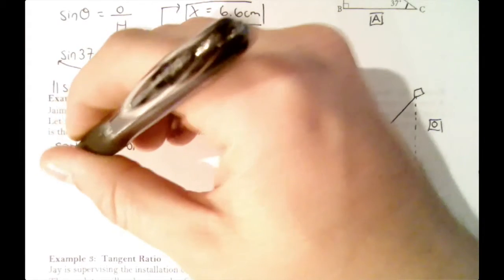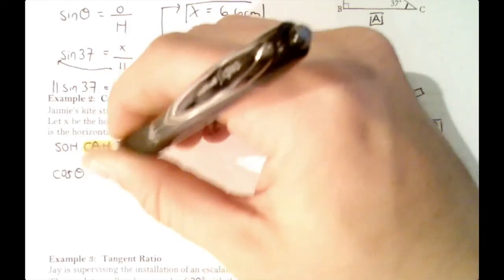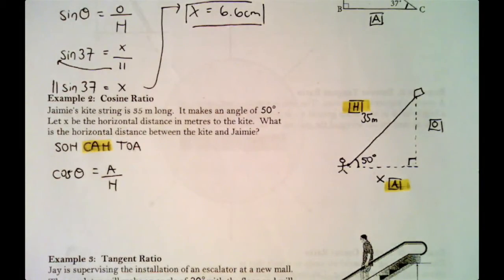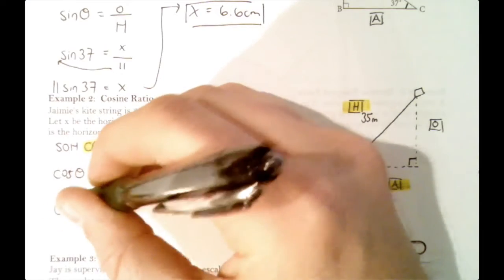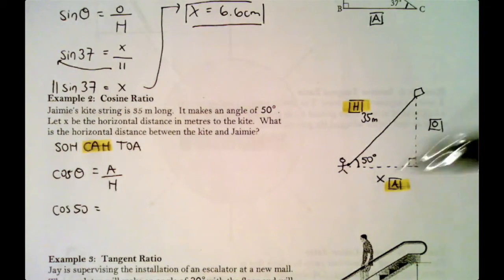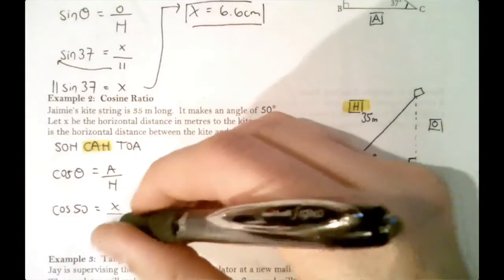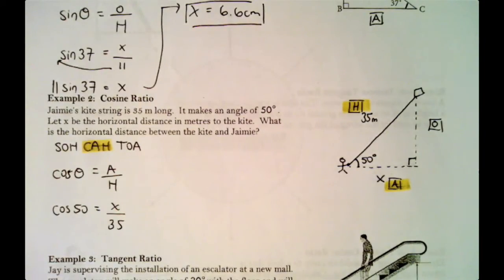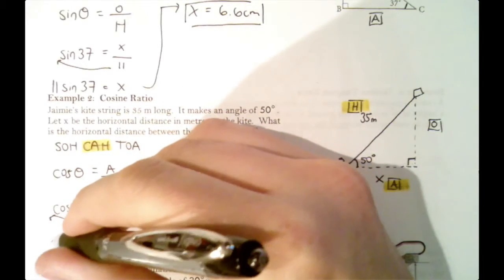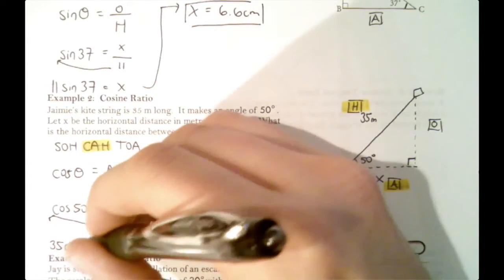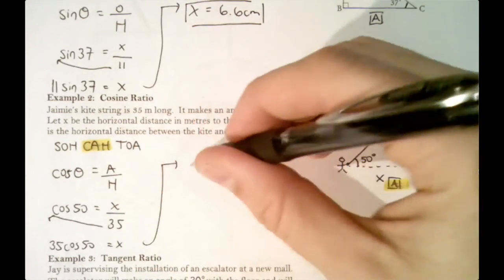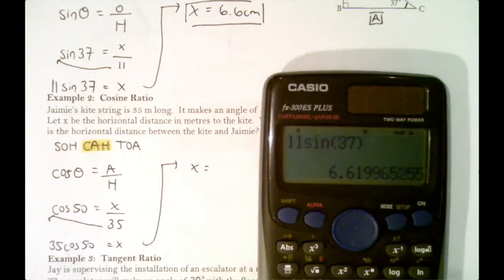So let's write our equation. Cosine angle equals A over H. All right, let's fill in what we know. We know the angle is 50, so cos 50 equals A, our unknown x, over H, which is 35. And nice, we've got x on top, so we can just bring the 35 up in front of the cos and multiply. 35 cos 50 will tell us what x is. Cos 50, we get 22.5.